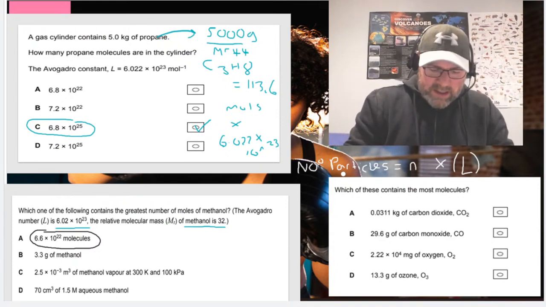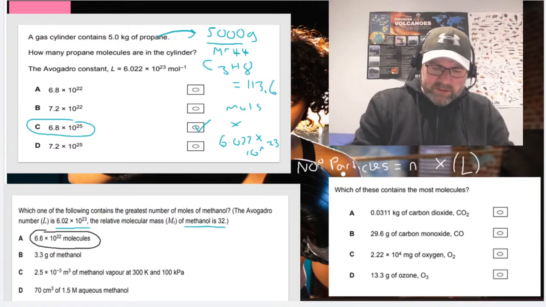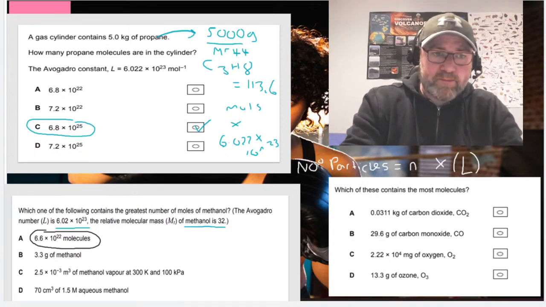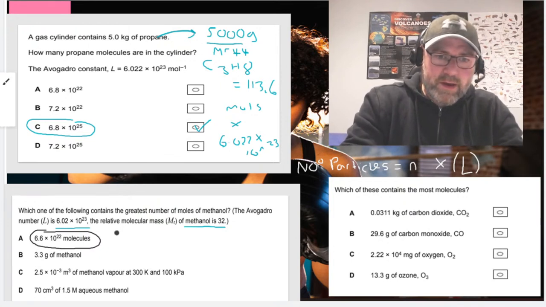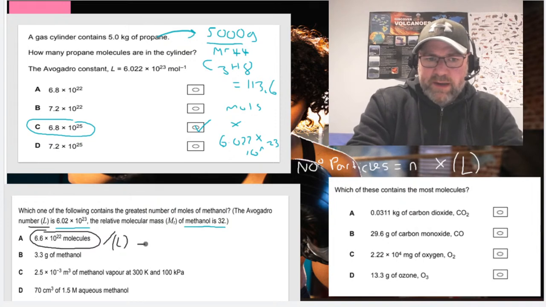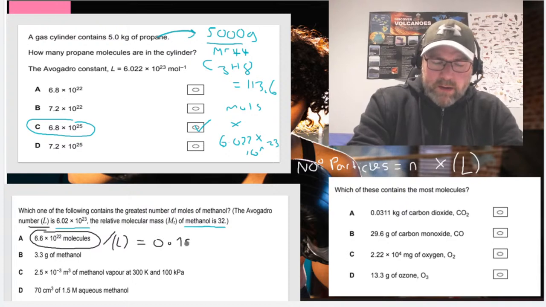So let's do 6.6 times 10 to the 22 divided by 6.022 times 10 to the 23. You're going to divide that by Avogadro's constant, using the symbol L here for Avogadro's number. And you're going to find that you get 0.109 moles there or thereabouts.